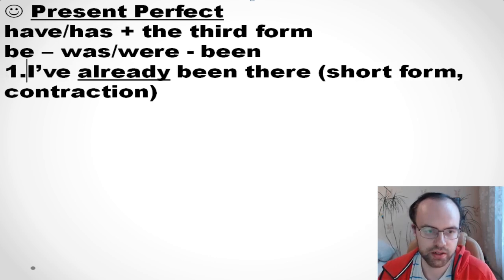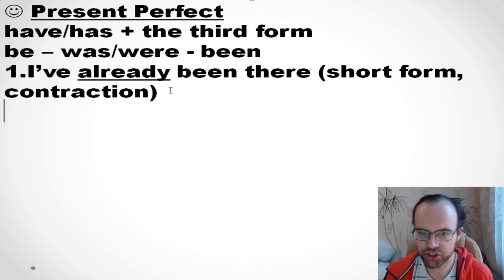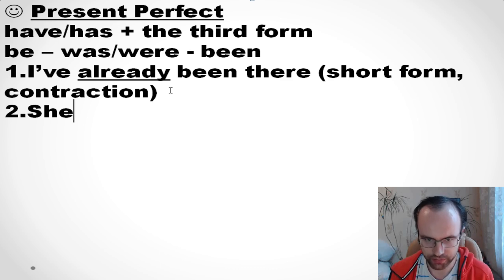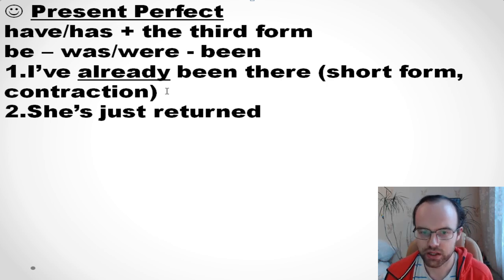So let's get back to this slide. So just, in the middle. For example, she's just returned, or she's just come back. So maybe you can think that she's means she is, but it isn't. It means she has. And this form tells us that it's present perfect. You see ed, it's the third form, so it means she has, not she is. She has just returned, or she's just returned.